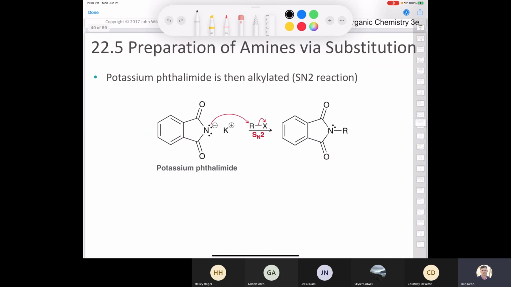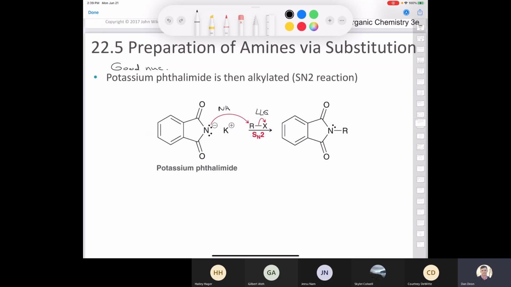Now, once you've got potassium phthalimide, it can then be alkylated. How does it do that? It does it in an SN2 reaction because this is going to be a good nucleophile. The phthalimide ion is a good nucleophile. You have your nucleophilic attack and your loss of leaving group. Then you basically end up just tacking the alkyl group onto the phthalimide, is all you're doing.